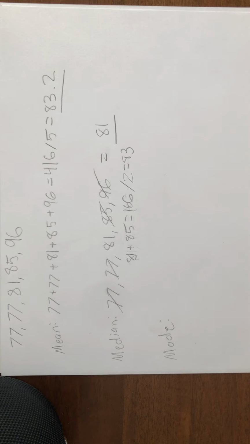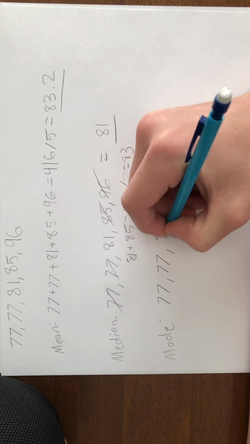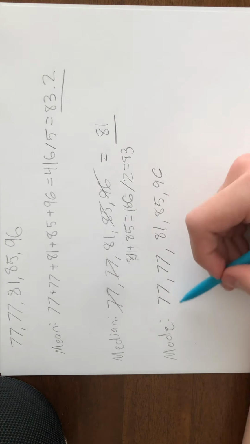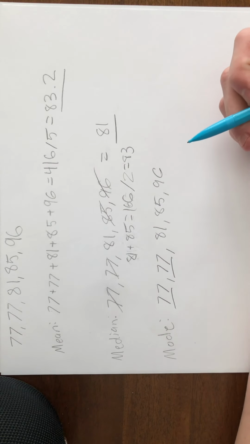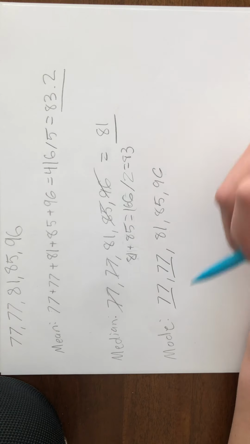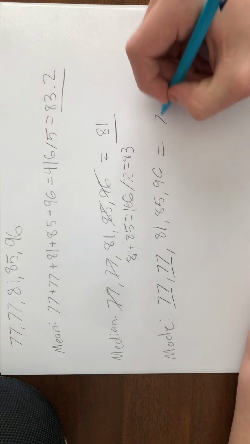The next measure of central tendency is the mode. This is the data value that occurs most often. This helps to show a high group of a single data point. So we look for which data point occurs the most. So you have 77, 77, 81, 85, and 96. And we can see that there's 2 77s, and there's no 2 of any other number in our data sample. So we know that 77 is the mode because this occurs the most in our data set.